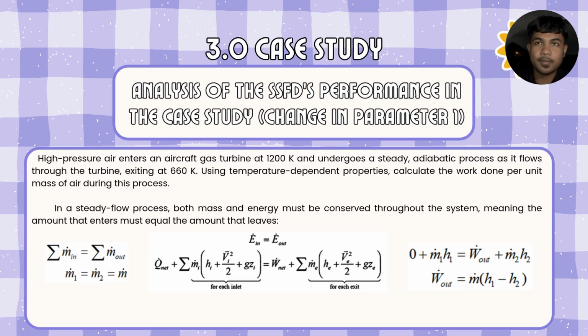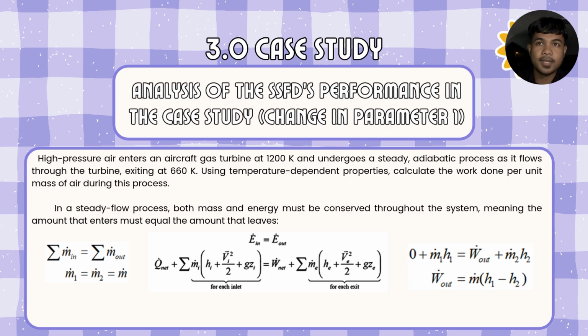Now I will present about the analysis of the SSFD's performance in the case study of change in parameter 1. In this case study, we analyze the performance of a steady flow, steady state device, specifically a gas turbine where high pressure air enters at 1200 K and exits at 660 K in an adiabatic process. Our goal is to calculate the work output per unit mass of air using temperature-dependent enthalpy values.